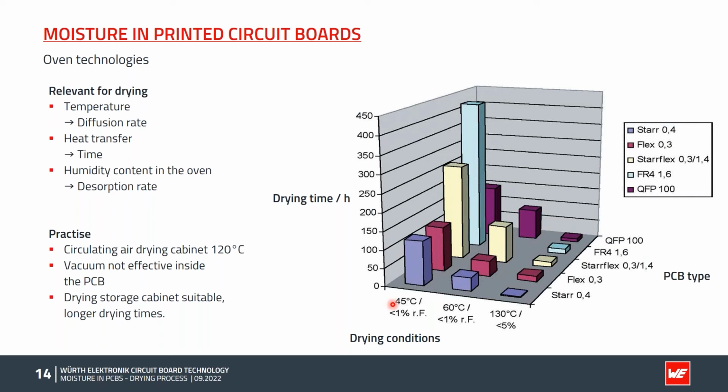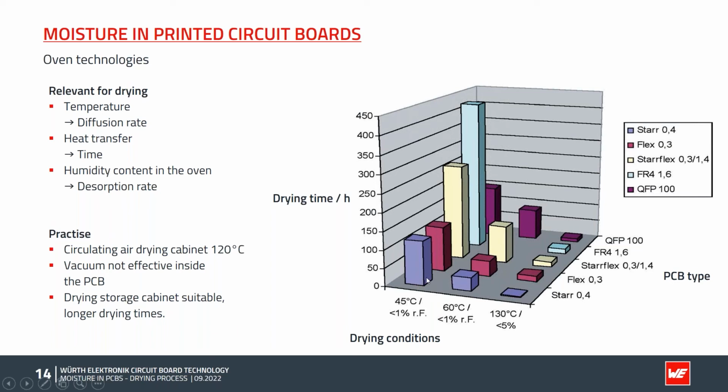So these are the three different drying conditions. We have 45 degrees C with less than 1% relative humidity, 60 degrees C with 60%, and 130 degrees C. We have different specimens to be dried: a rigid board, 0.4 millimeter thick, flex, 0.3 millimeter thick, flex-rigid, and FR4 this time, 1.6 millimeter, and there's a component. We don't regard that for this discussion, but we can see the humidity has a big impact on the drying time.